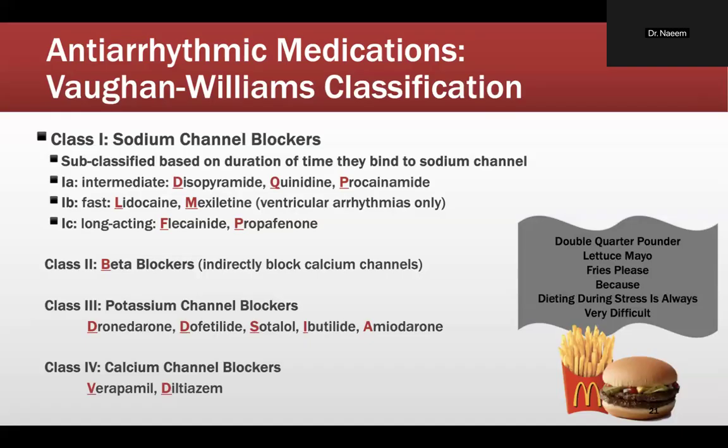On the side, you can see this mnemonic, double quarter pounder, lettuce, mayo, fries, please, because dieting during stress is always very difficult. This is to keep track of pretty much all of the antiarrhythmics. This is a mnemonic that is, I believe, in the UWorld book for NAPLEX studying.